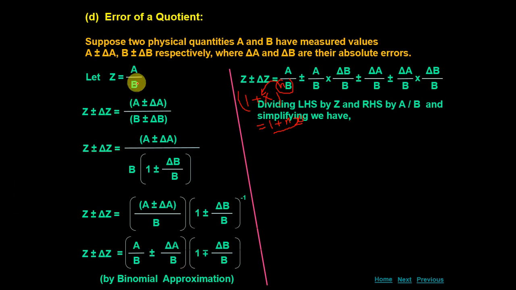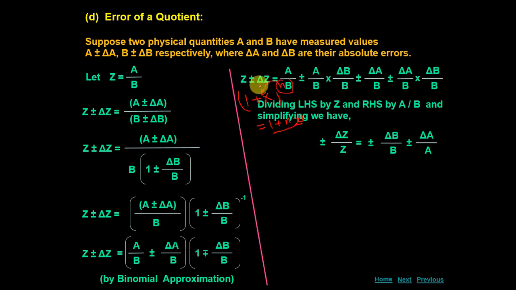Now again dividing the left hand side with z and the right hand side with z. Z is a over b, so here we are going to divide the right hand side with a over b. So what we are going to get, you see a over b will get cancelled on both sides. You can take a over b common from everywhere, and you will get the result delta z over z plus minus delta.